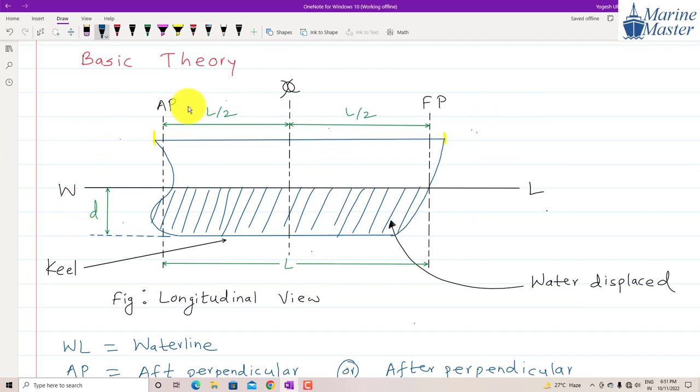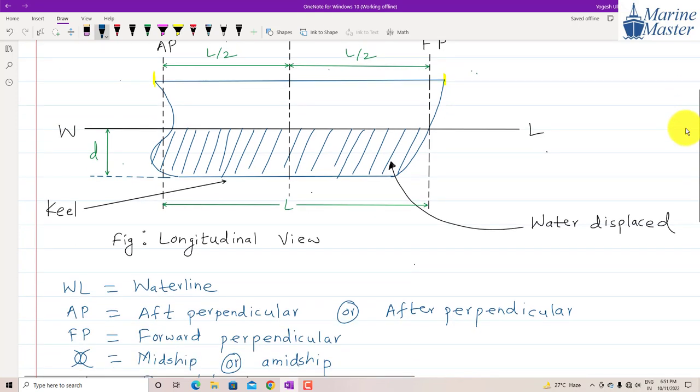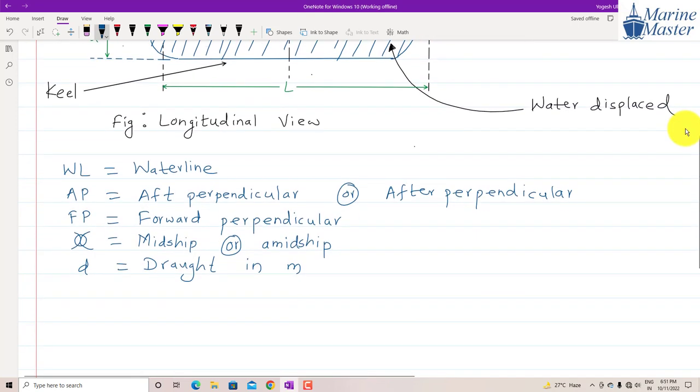Now, after drawing the longitudinal view, the next target is to write down this discussion. What is the meaning of WL? What is the meaning of AP, FP, midship, amidship, and draft? So please everyone, write down this discussion.